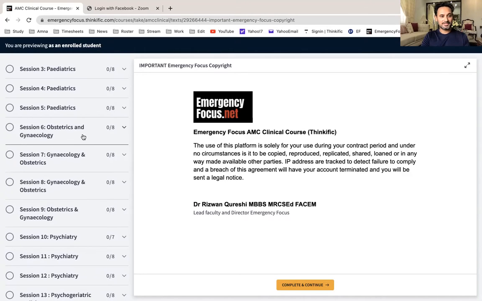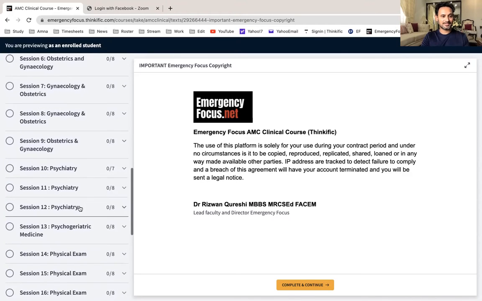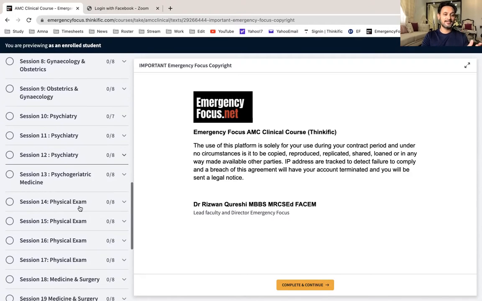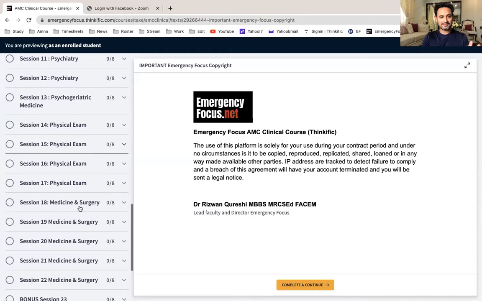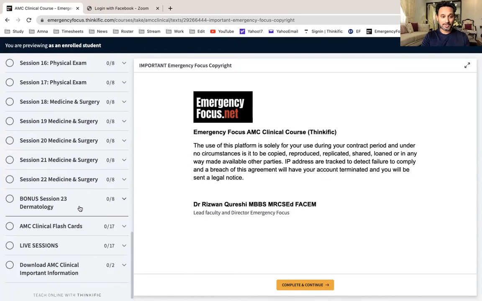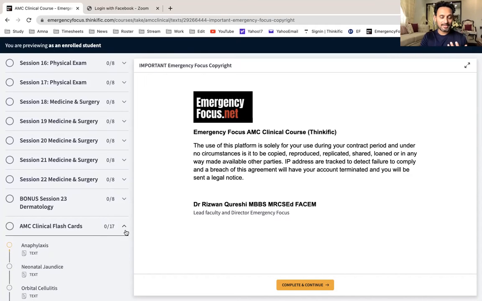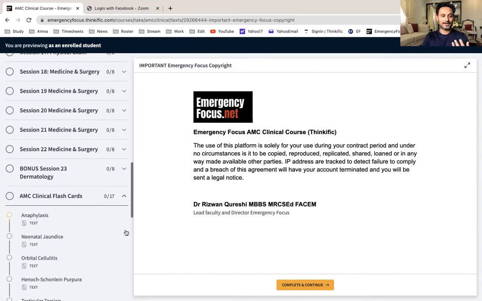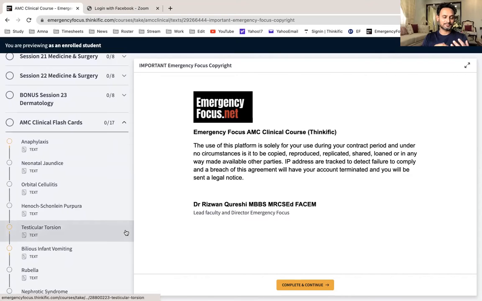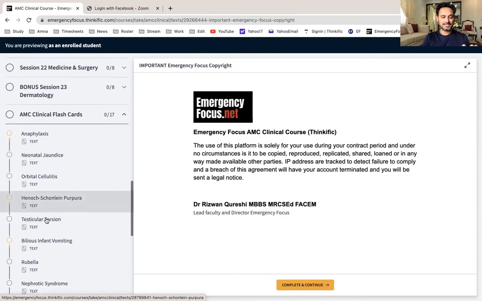There's a section on obs and gynae. There are about 4 sections on that. There are sections on psychiatry, psychogeriatric medicine, physical exam, medicine and surgery. And then there's a bonus section on dermatology. We've also got flashcards. Some of the most commonly asked questions are organized for quick recounting and recollection of your memory through the flashcards. And I'll take you through that.